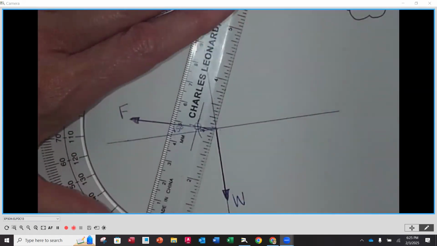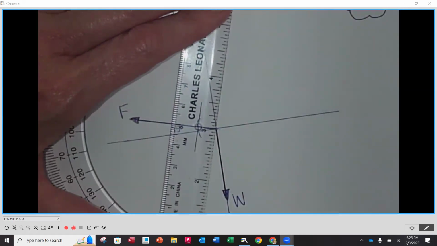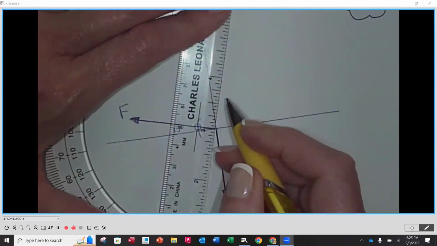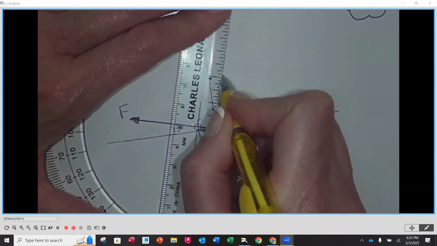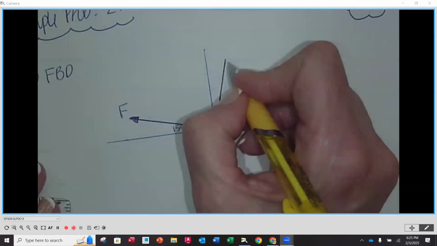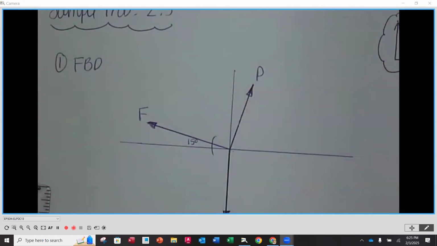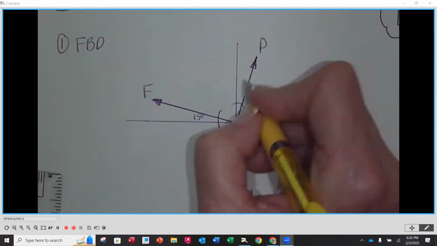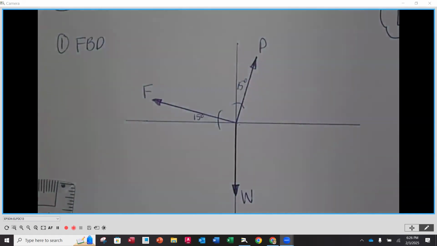Tyler, do you have a question? I was just going to mention the F force. We don't know the degree for it. We don't. Oh, yeah, we do. 15. No, it's going to be this 15. That's for this force. It's going to be for this one too. Okay. So this is going to be P. Now, this is perpendicular. So this angle right here is going to be 15 degrees. Oh, okay, now. Yep. Yep.